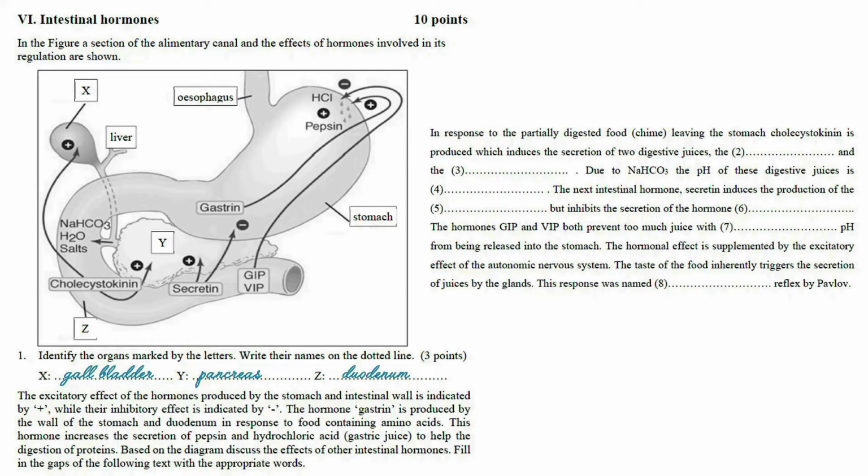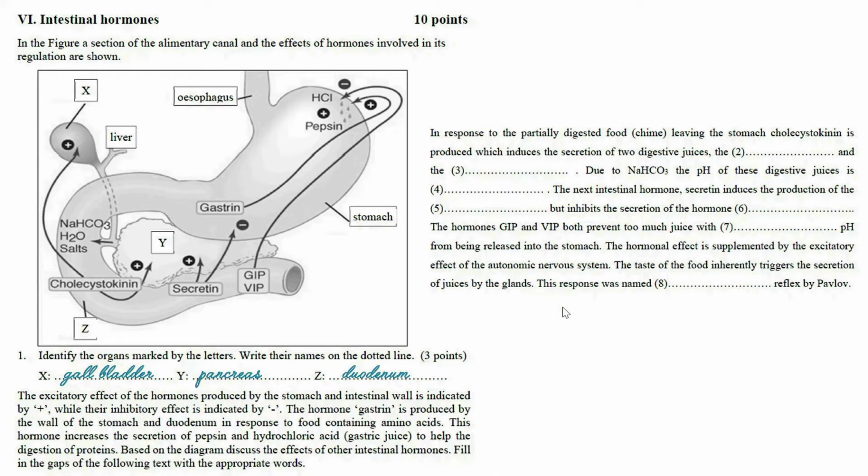The excitatory effect of the hormones produced by the stomach and intestinal wall is indicated by plus, while their inhibitory effect is indicated by minus. The hormone gastrin is produced by the wall of the stomach and duodenum in response to food containing amino acids. This hormone increases the secretion of pepsin and hydrochloric acid, gastric juice, to help the digestion of proteins. Based on the diagram, discuss the effects of other intestinal hormones.